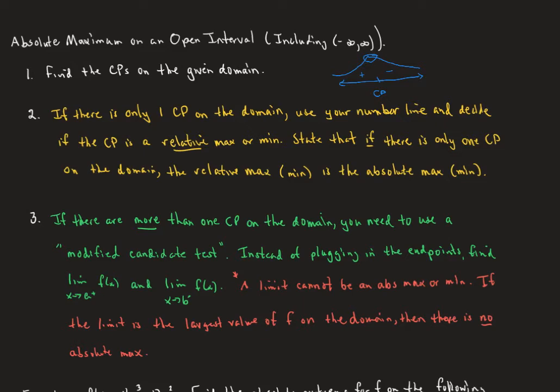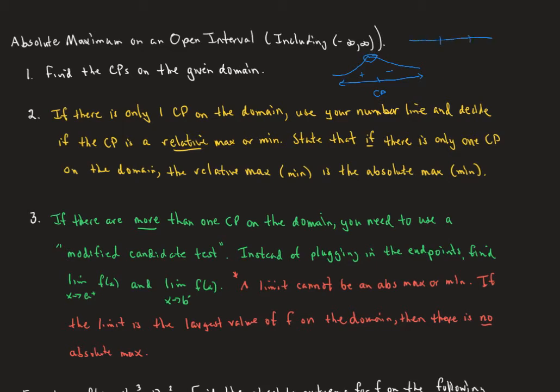We'll do our number line, we'll check the sign, and then we'll say it's a relative maximum because the derivative changed from positive to negative there, period. It is an absolute maximum at y equals f of the critical point because that critical point is the only critical point on the domain. So it takes a lot of words to say that. Okay? Now, if there are more than one critical point on the domain, you cannot use that argument. To argue that something is the only relative maximum is not a valid argument.